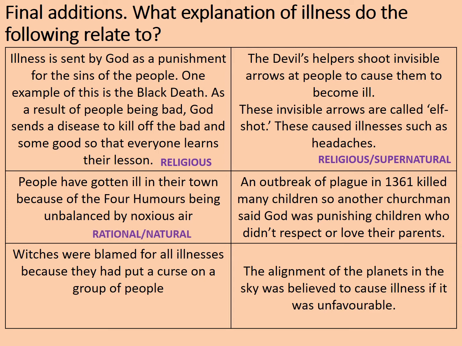The four humours one is actually about the miasma theory or bad air. It's a rational or natural explanation. The one about God punishing the children, that's religious and supernatural. Witches, supernatural. And the alignment of the planets, supernatural. Hopefully you can see from here that the predominant theories tended to be religious, supernatural, or a mixture of the two. People's old ideas took a long time to shake.